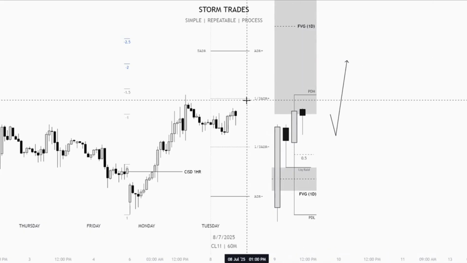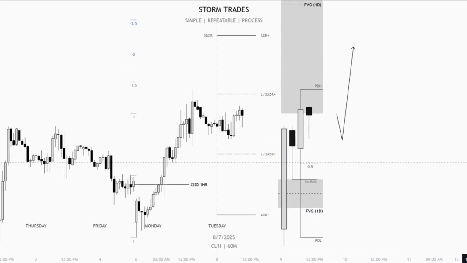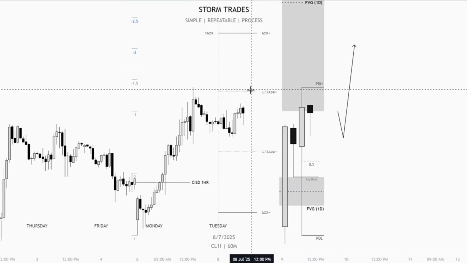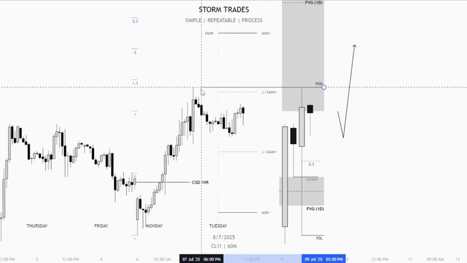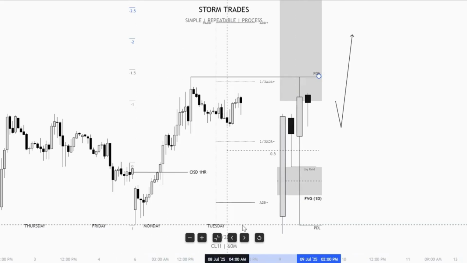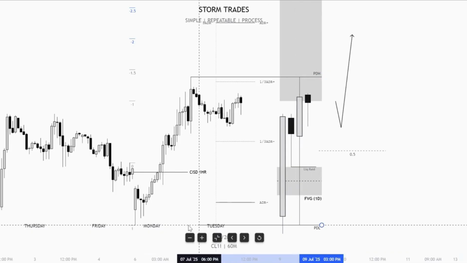But right now, I'm focused on this 1/3 ADR. I love targeting that. You'll see that in almost all my recent videos, right? I love that 1/3 ADR is lining up with the previous daily high, which is going to be my draw on liquidity. Okay, I'm just going to move some of this over here.